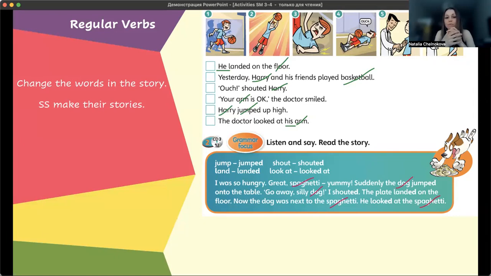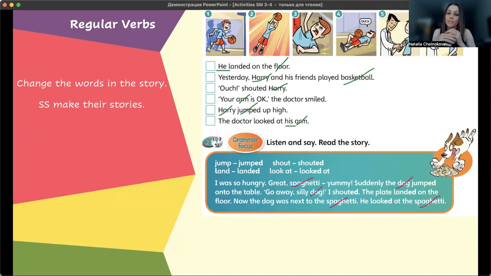Students were involved. They made a lot of stories, even about this poor boy or girl, yes, who went to the doctor. And of course, they were absolutely happy and fascinated doing exercise 2, like I've never done before.